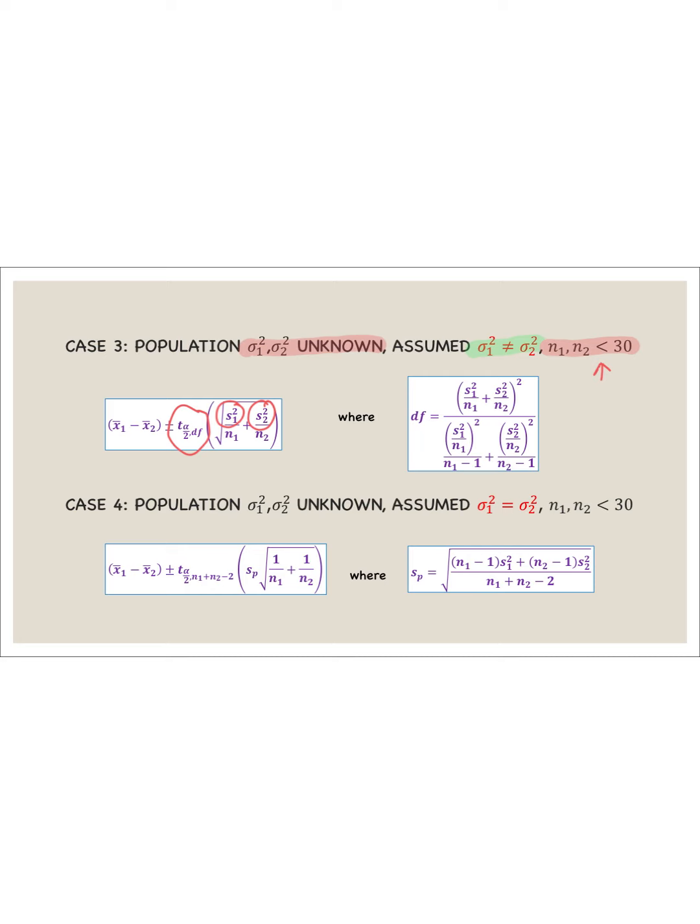Untuk case number 4, population variances are unknown. Sama juga, still unknown, but we assume the variances are equal. Case number 3 tadi not equal. Yang ni kita assume dia equal, and sample dia less than 30. Sample dia small. So again the formula X bar 1 minus X bar 2 plus minus T alpha over 2, with N1 plus N2 minus 2 degrees of freedom.